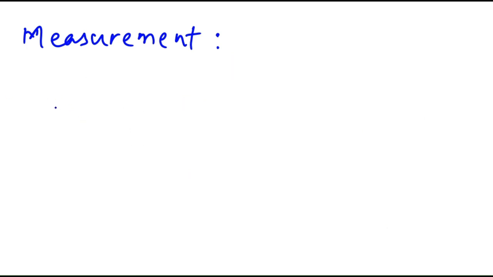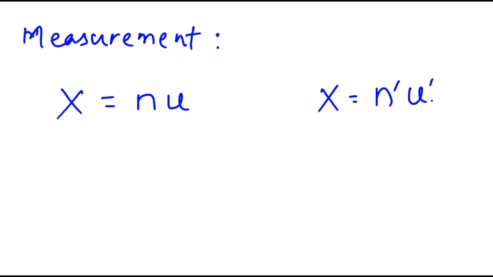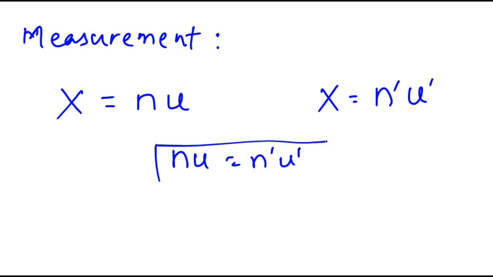One more thing, if we are expressing a physical quantity x by some numeric value and unit in one kind of system, and in another system, this x has been expressed by some other numeric value and some other unit, no matter in which type of system we are expressing this physical quantity, these two should be equal. Just keep this point because in case of unit conversion, we are going to use this concept.